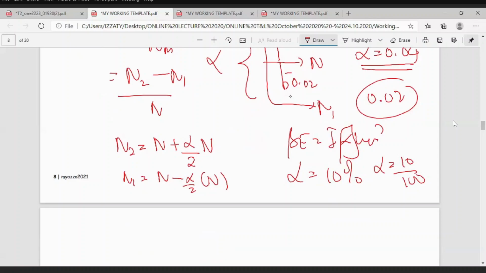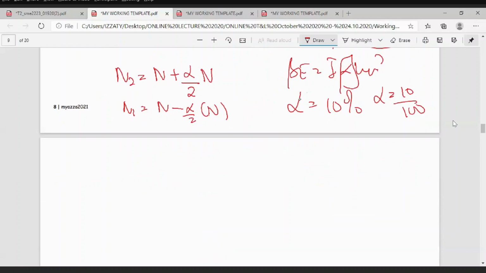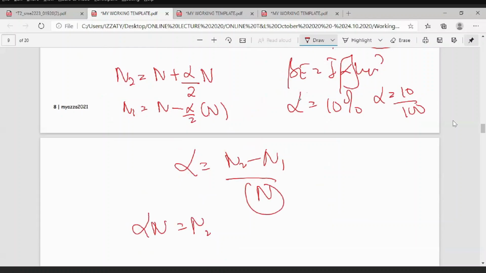Or sometimes they put it as alpha equal to what? Look at here. How this alpha is given here. Alpha is equal to n2 minus n1 divided by n. If you bring this one, you have alpha n equal to n2 minus n1, isn't it? What does it mean here? It means that this n2 minus n1 is alpha n. What does it mean here? It means the difference between maximum and minimum multiplied by this one.